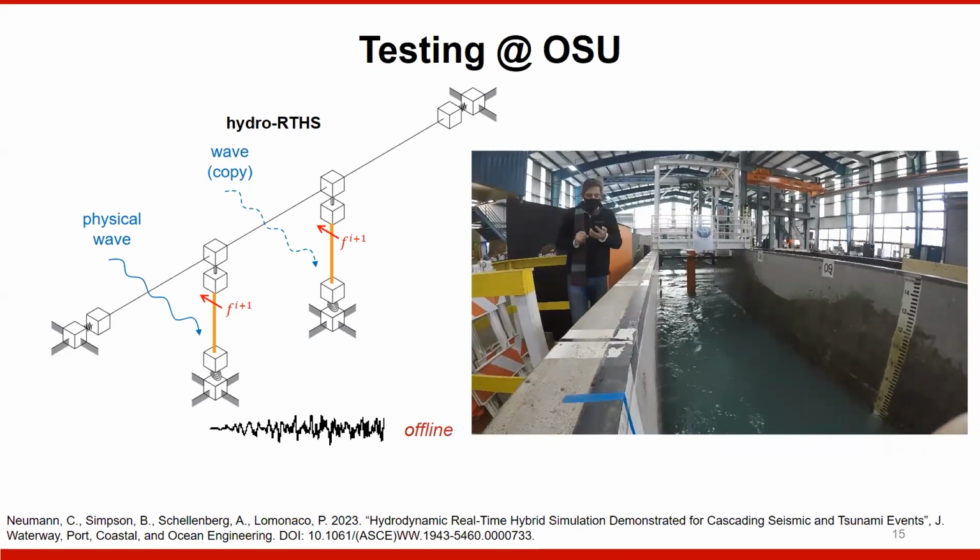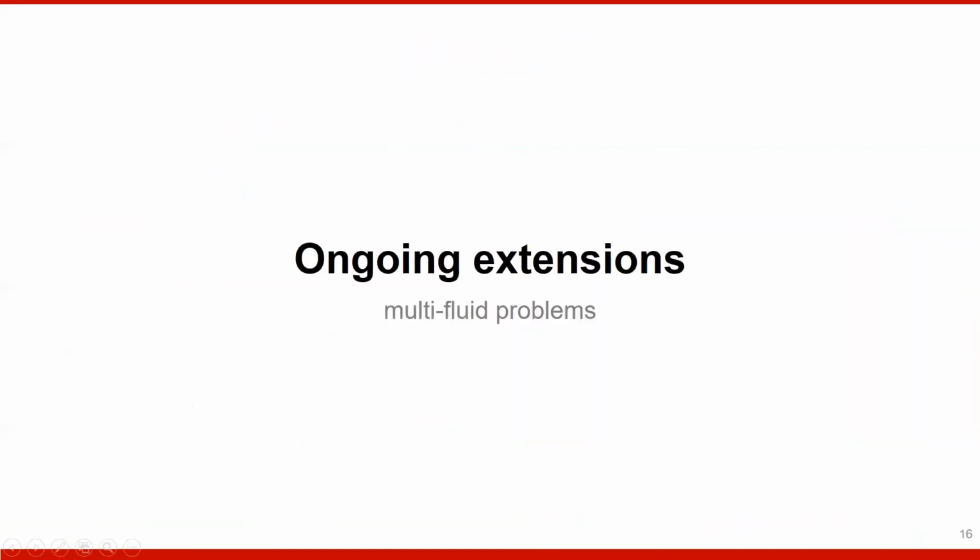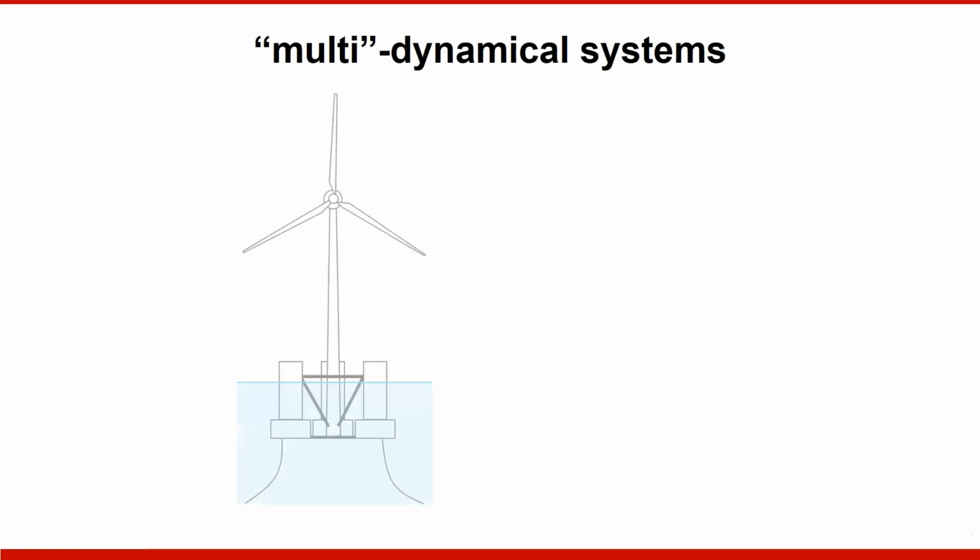And so we've looked at this idea of cascading seismic tsunami events as a pilot study. And then we've been looking at a lot of extensions to this idea. So this is where I might be straying a little bit far from earthquake engineering. Because really when we talk about hybrid simulations, we're talking about partitioning a system. And so this type of simulation becomes really valuable when we're dealing with systems that have multiple dynamics.